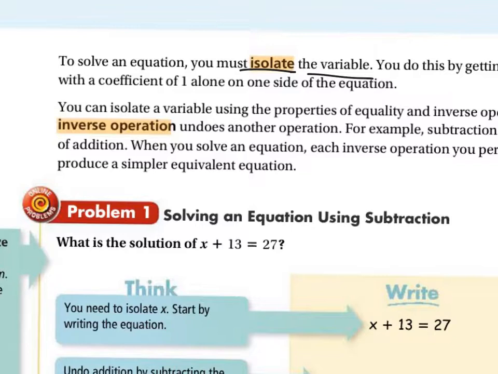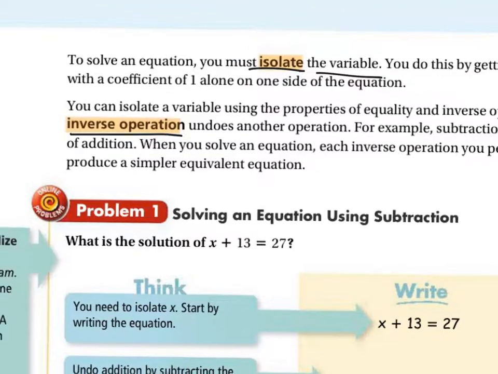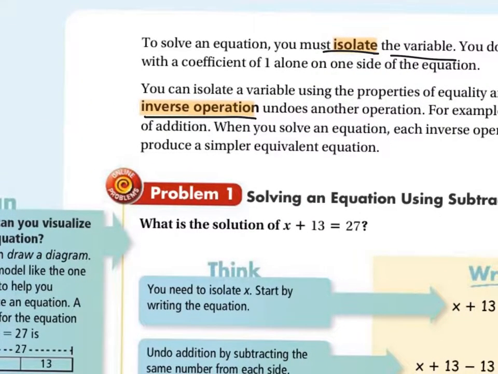Another thing the book talks about here is an inverse operation. Inverse operation is the same as opposite operation, so I'm usually going to call it the opposite operation. And that's what we have to do in order to isolate the variable. We do the opposite operation.